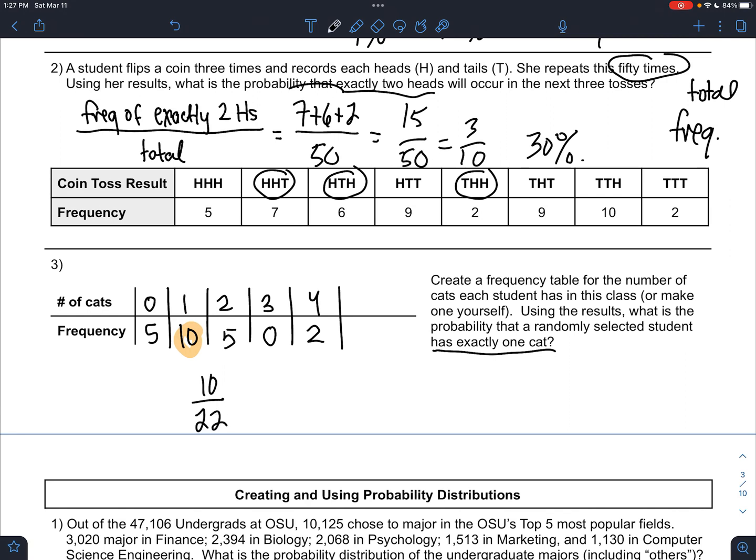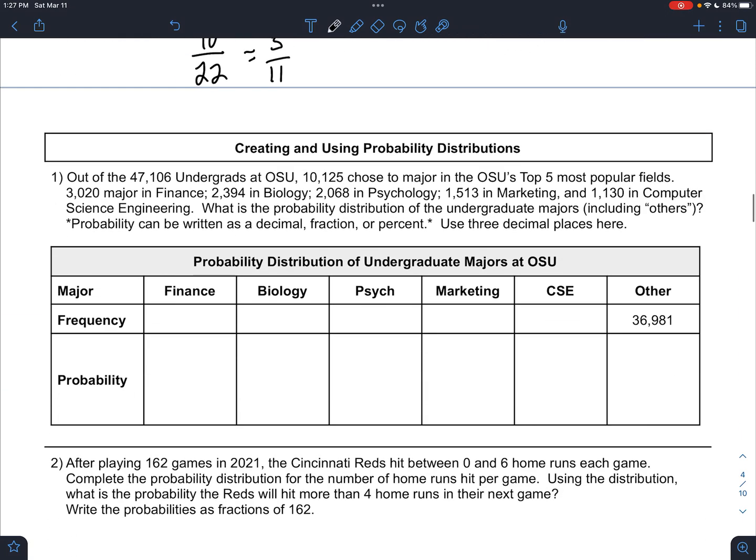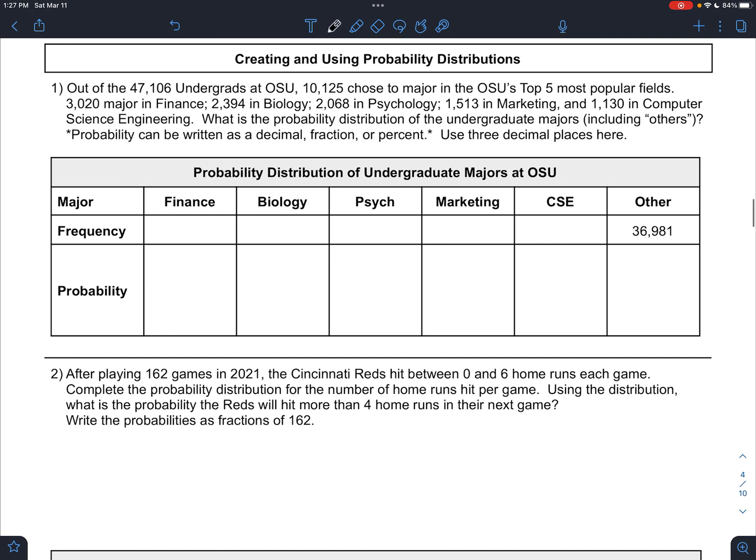Well, that would be just this category. So 10 out of 22, because that's the total frequency, the number of people in the class who were in the survey. Okay? And you could write that as 5 out of 11.